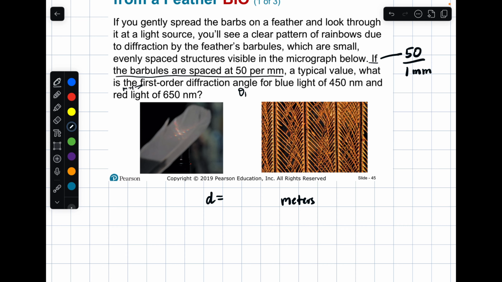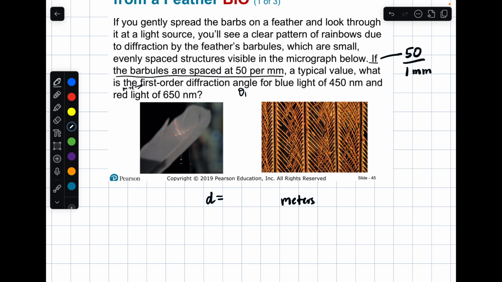And the way you do that is you simply invert this, right? Invert it to get D. And so let's do that. 1 millimeter, and there's 50 barbules in between. That's what it's saying, that this is 1 millimeter and there's 50 barbules in between.